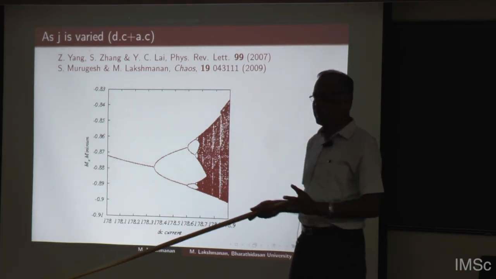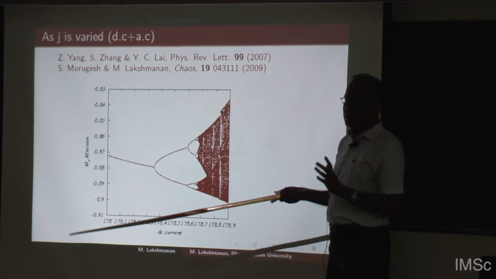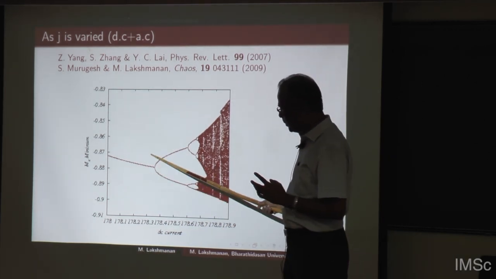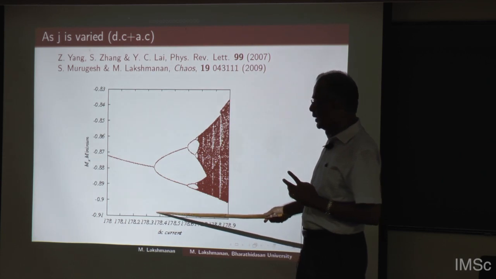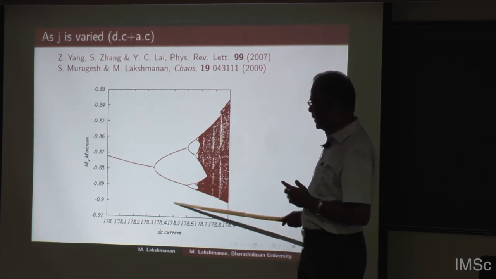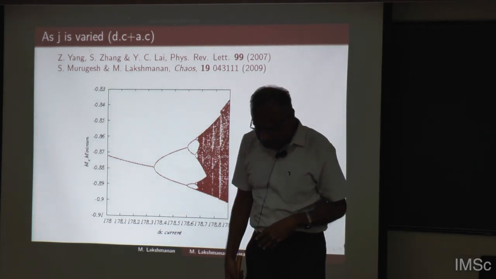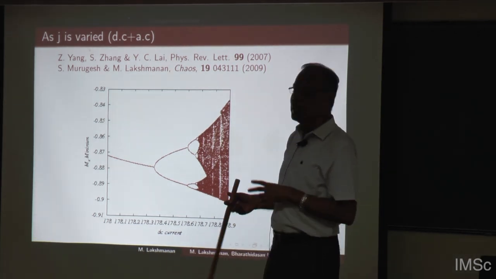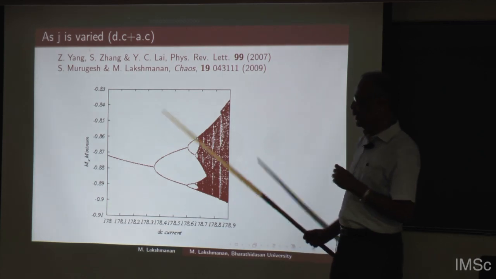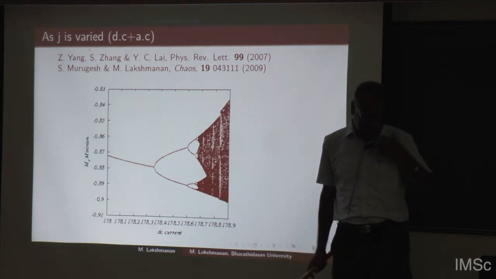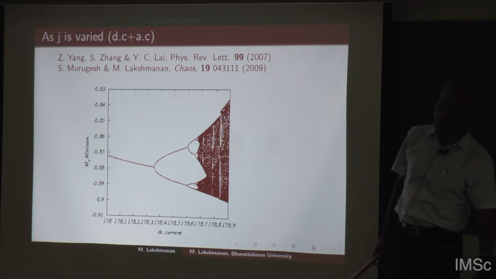It depends on what purpose you are using it for. If you want to use it for microwave generation, you will perhaps be using this range, or even this range. But if you want to use it for other purposes like secure communication, chaotic secure communication, you can use this, etc. So there are interesting dynamical situations.